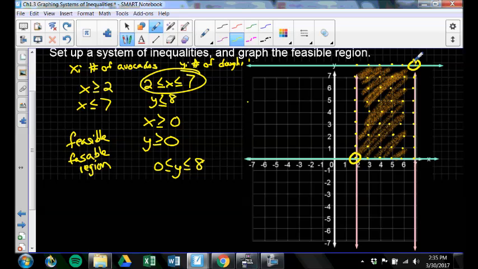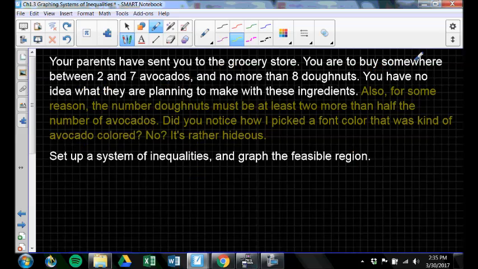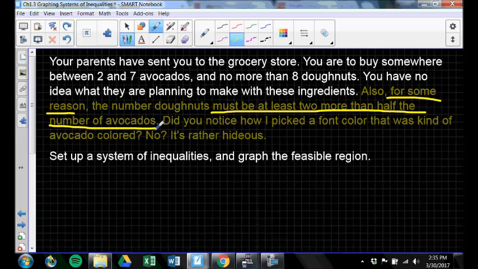Now I'm going to jump over to one more problem. This is the exact same problem, except we added one thing. For some reason, the number of donuts must be at least 2 more than half the number of avocados. This is the sort of thing that wouldn't happen if you go into the grocery store, but there are plenty of scenarios where it can, like if you have coupons and discounts and things you have to combine. You have this one extra condition.